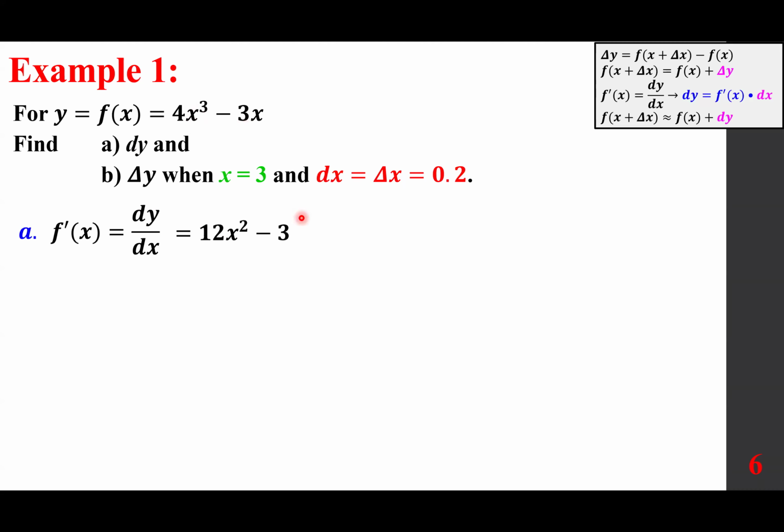What is dy? The same thing times dx. So 12x squared minus 3 times dx. Now, this is the only calculus step. You can say even this one is calculus step. And now we want to evaluate it, which becomes elementary algebra or basic math. Plug in. What do you plug in? Replace the x with 3, the dx with 0.2.